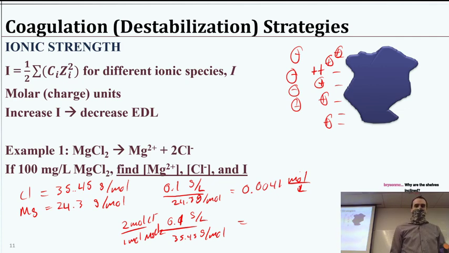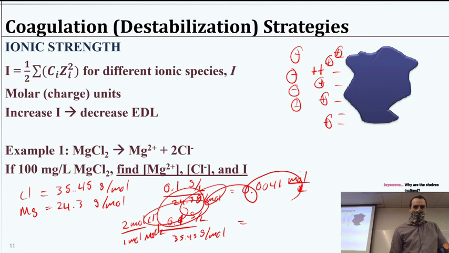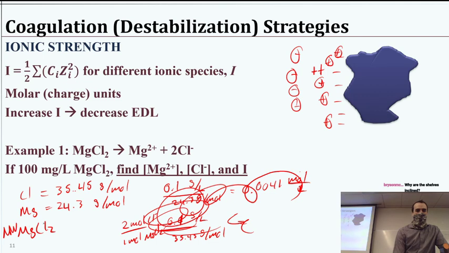Okay, so essentially, what I should have done was calculate the molecular weight of MgCl2 and convert that. So the molecular weight of MgCl2 would be 2 times the 35.45 plus the 24.3. You get that, and what did you guys get for that? 95.2. Okay, so from there we take 100 milligrams per liter, or 0.1 grams per liter, and go through this process to find the concentrations.